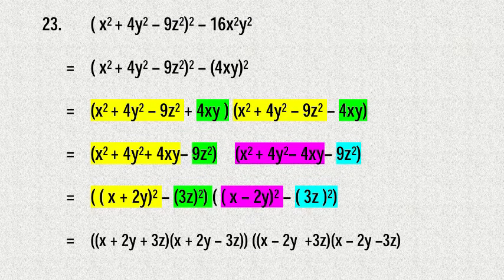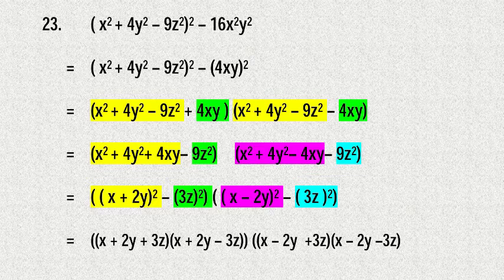x square plus 4y square minus 9z square whole square minus 16x square y square. This problem is also similar to question number 22. In the first step, 16x square y square is expressed as 4xy whole square. Now we have the solution in the standard form, a square minus b square. Expand it as a plus b into a minus b and proceed with the same step.